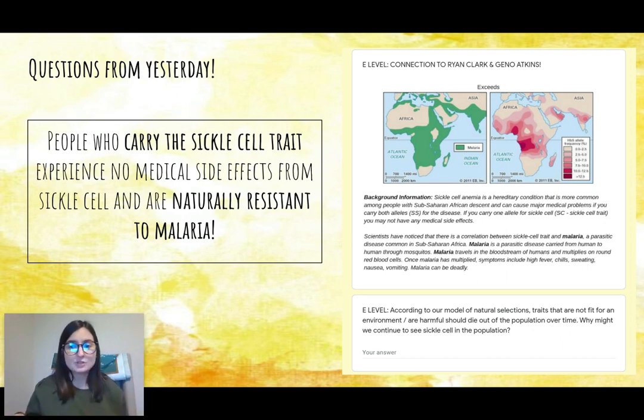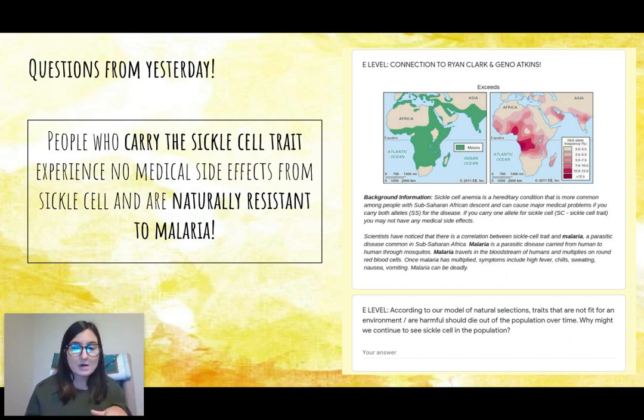Scientists actually noticed that there was a correlation between sickle cell trait, people who carry the trait but don't have any kind of medical issues, and malaria, which is a parasitic disease common in sub-Saharan Africa. Malaria is carried from human to human through mosquitoes. It travels in the bloodstream of humans and multiplies, making you sick on round red blood cells. Now, that's the key there. Once malaria has multiplied, symptoms include high fever, chills, sweating, nausea, vomiting, and it can be deadly.